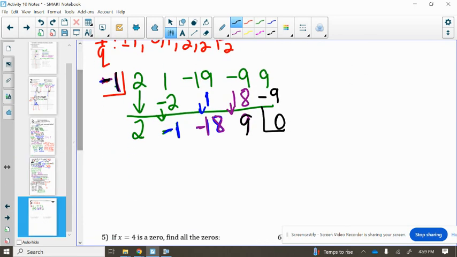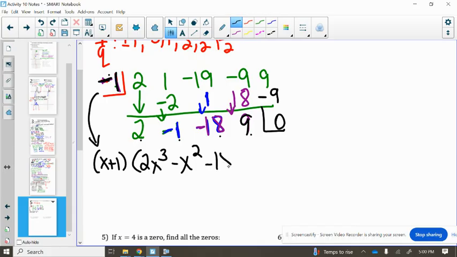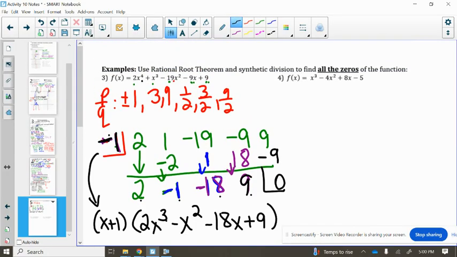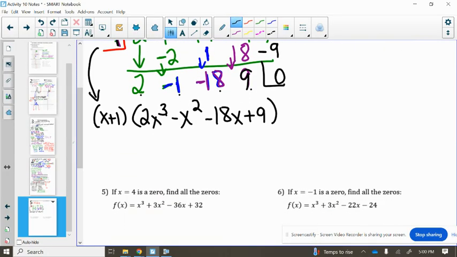Now from here, we know that x plus 1 is a factor because -1 was a 0. And then these become the coefficients of our next terms. So 2x to the third minus x squared minus 18x plus 9. So notice this is 1 less than that degree was here.